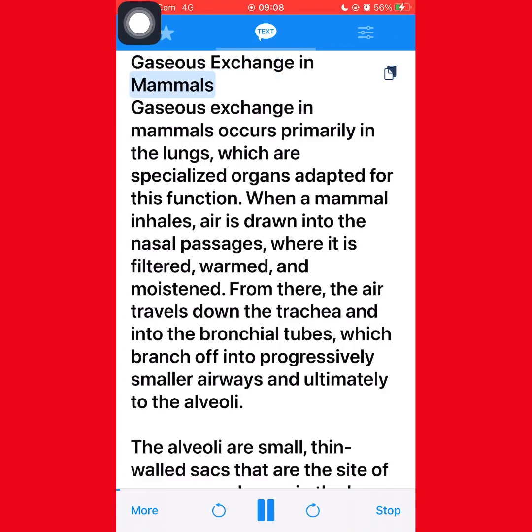Gaseous exchange in mammals. Gaseous exchange in mammals occurs primarily in the lungs, which are specialized organs adapted for this function. When a mammal inhales, air is drawn into the nasal passages, where it is filtered, warmed, and moistened. From there, the air travels down the trachea and into the bronchial tubes, which branch off into progressively smaller airways and ultimately to the alveoli.